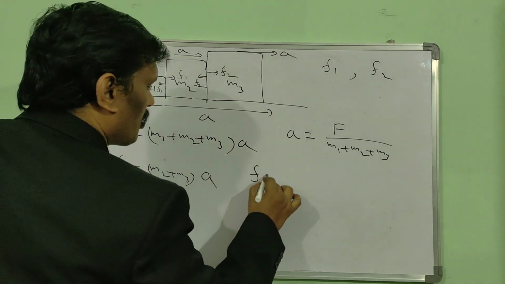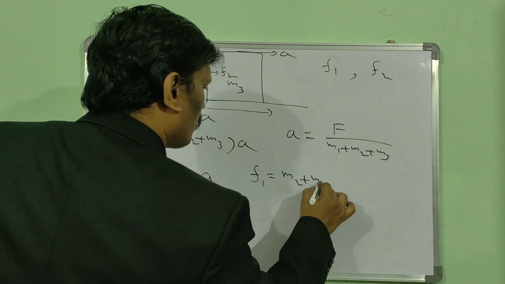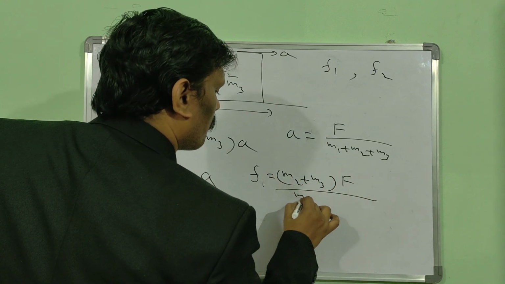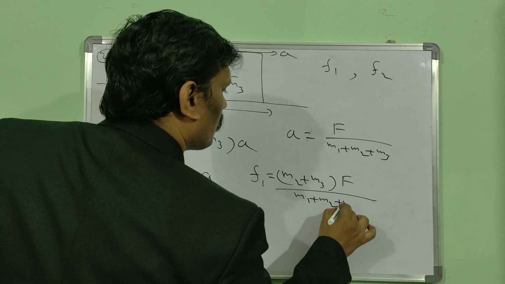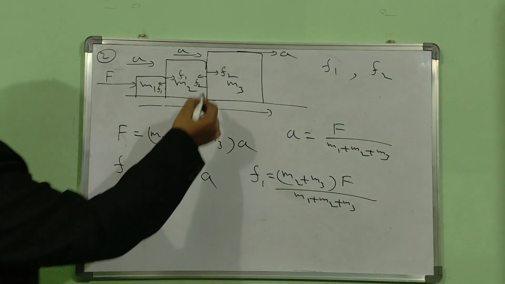Otherwise, what is the formula for F1 in terms of M1? Directly, let us see: M2 plus M3 times A. What is A? F upon M1 plus M2 plus M3. That's all. Now how to calculate contact force F2?